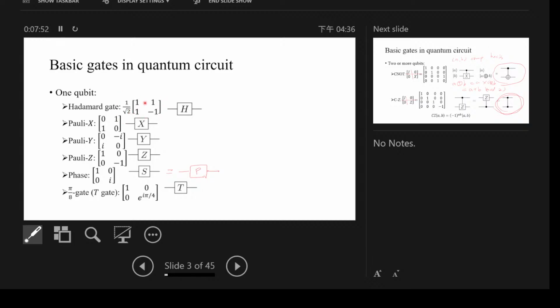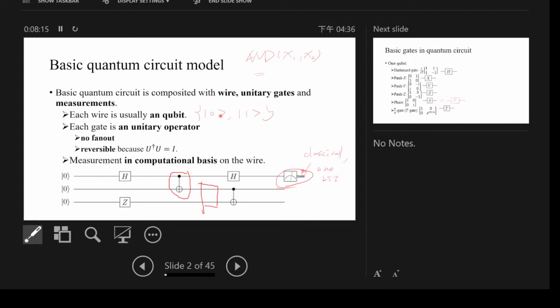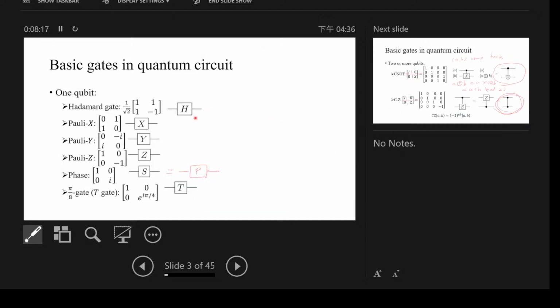So the Hadamard gate is 1 over square root 2 times the matrix 1, 1, 1, minus 1. And the Pauli-X gate is 0, 1, 1, 0. And the Pauli-Y is 0, minus i, i, 0. And Pauli-Z is 1, 0, 0, minus 1. Okay. So that's their matrix form. In terms of drawing their circuits, they are usually drawn in this way. The Hadamard gate is just a square with H inside, and we have X, Y, Z here.